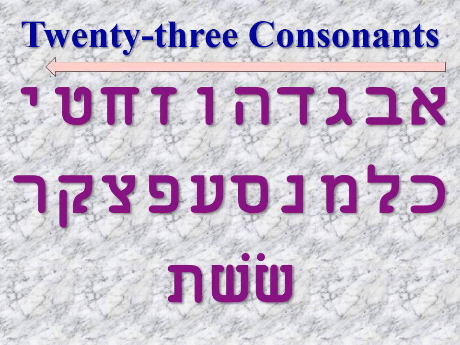Aleph, Bet, Gimel, Dalet, Hey, Vav, Zayin, Chet, Tet, Yod, Kaf, Lamed, Mem, Nun, Samek, Ayin, Pei, Tsadi, Kof, Resh, Sin, Shin, Tav.